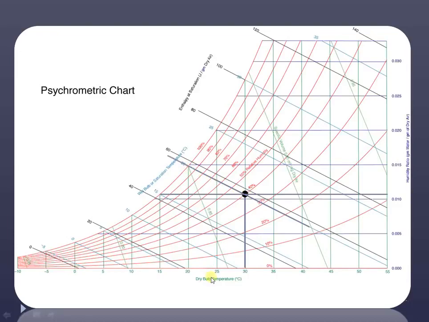Now extend this line so that we get the values of specific enthalpy. So we can say the specific enthalpy will be around 58 kilojoule per kg of dry air. Now draw a line parallel to these green lines, which will indicate the specific volume line. As you can see, here the specific volume is 0.85. Here the value of specific volume is 0.9. So our value will be around 0.87.